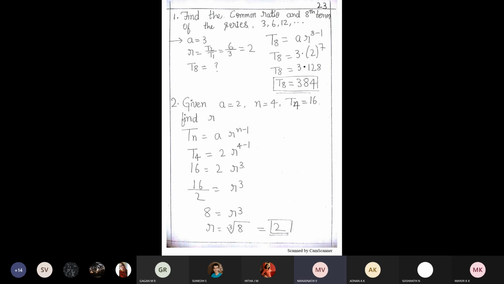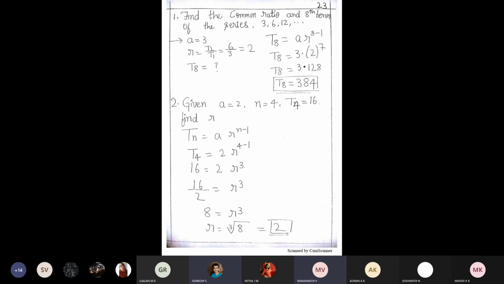Okay, and we have A is equal to 3, R is equal to 6 by 3, that is equal to 2. Next. T8 is equal to A into R to the power of 8 minus 1, that is 3 into 2 to the power of 7, that is 3 into 128, that is equal to 384. Understood?